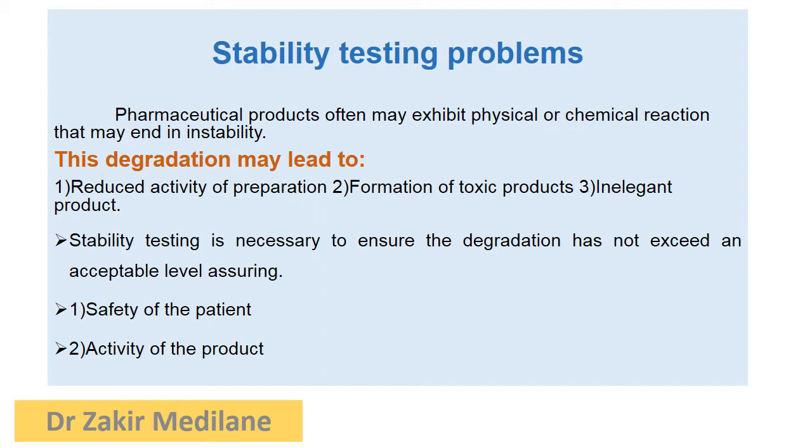This degradation may lead to reduced activity of the preparation. The activity of that preparation is going to be changed, or it has been reduced. Its activity has totally come down. Formation of toxic products, so finally it becomes more toxic. The product becomes irregular and not acceptable. That type of products are going to be formed.